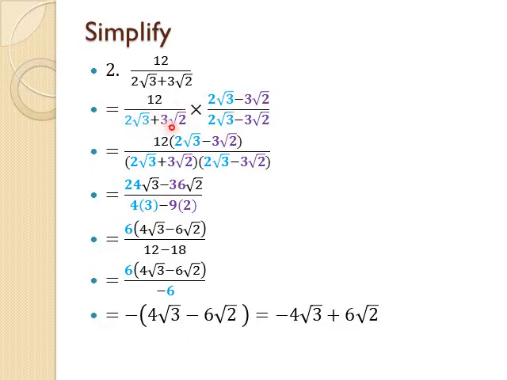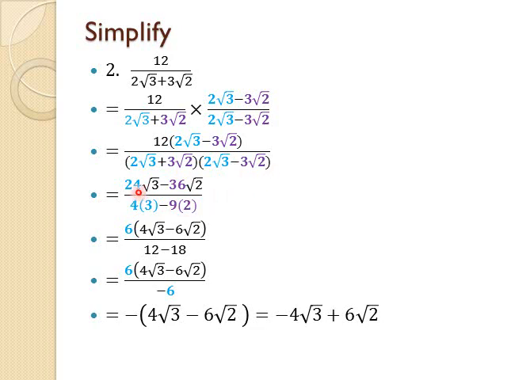Yeah, 2 square root 3 plus 3 square root 2 times 2 square root 3 minus 3 square root 2. So 12 times 2 would give me 24 square root 3. Positive times negative stays negative. 12 times 3 gives me 36 square root 2. There, 2 times 2 would give me 4. And square root 3 times square root 3 simply becomes 3. Positive times the negative would give me negative. 3 times 3 would give me 9. And square root 2 times square root 2 becomes 2.